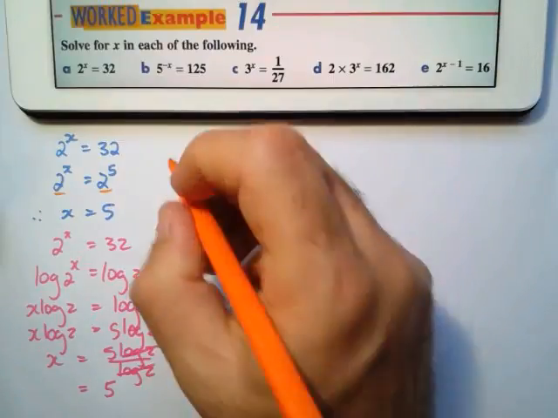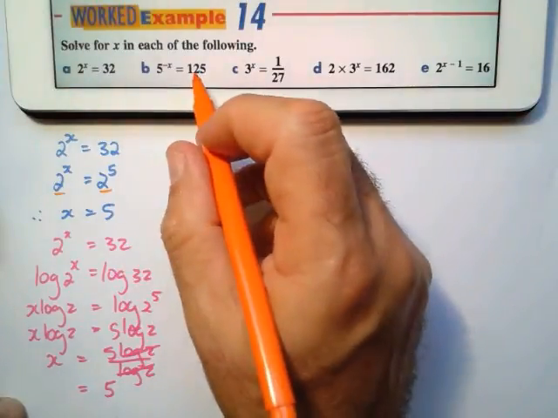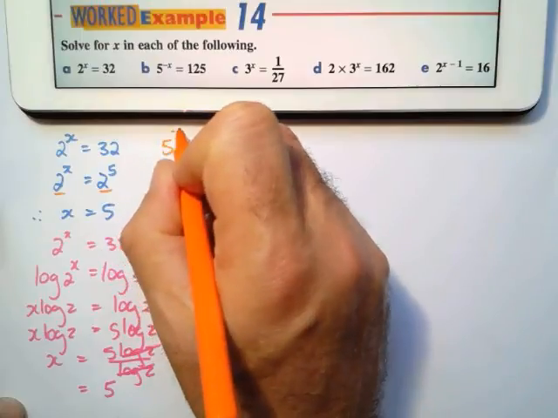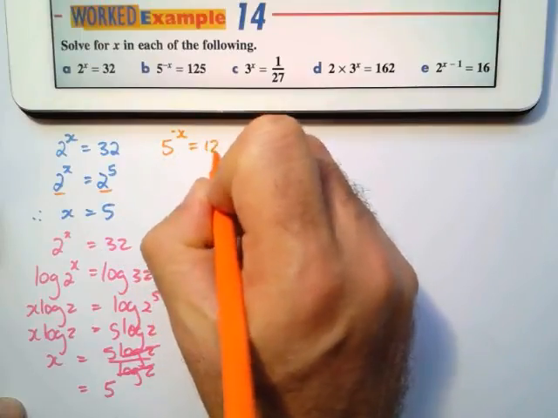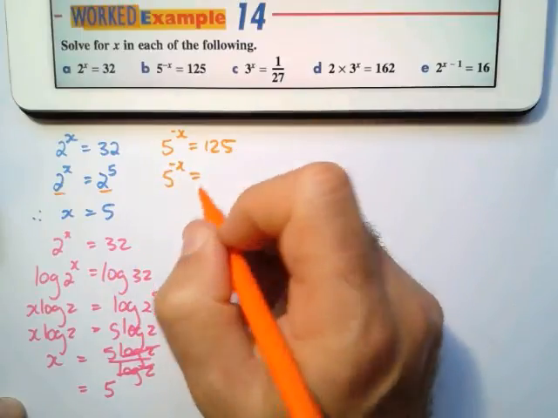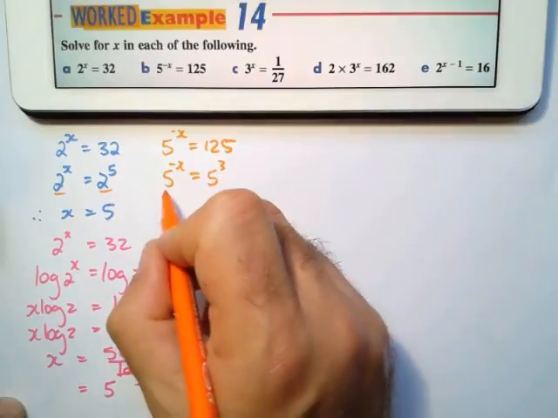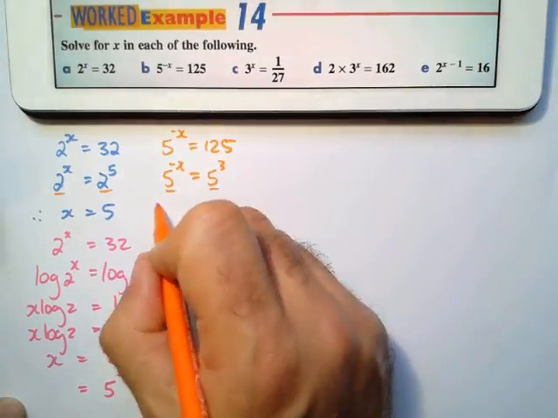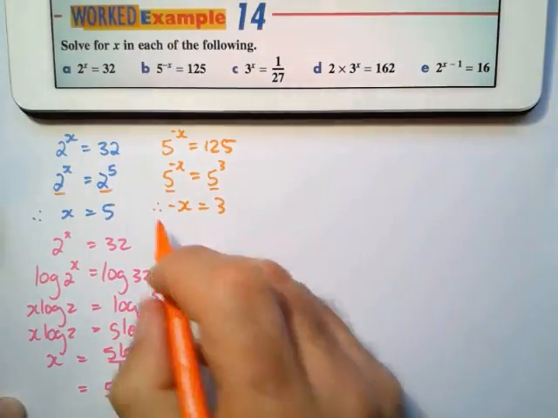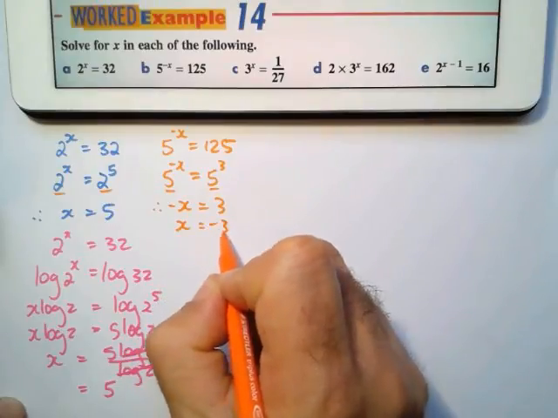Let's look at the second one, 5 to the power minus x. Usually, these ones are pretty straightforward, and all I have to do is get the bases the same. 5 to the power minus x equals 125. Now I can say 5 to the power negative x equals 125, which I can write as 5 cubed. The moment that these are the same, I can say therefore negative x equals 3. Multiply both sides by negative 1, so x equals negative 3.